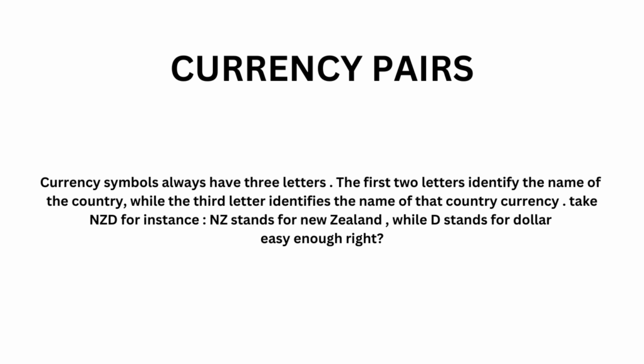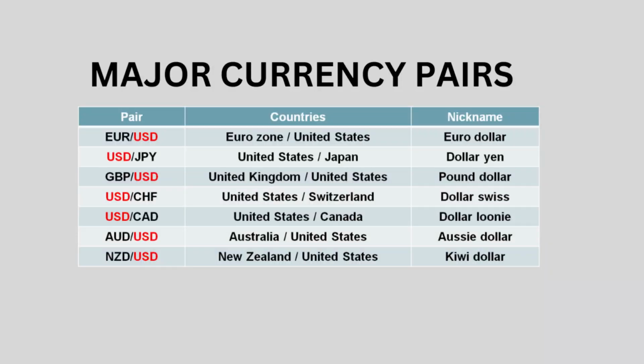Currency pairs. Currency symbols always have three letters. The first two letters identify the name of the country, while the third letter identifies the name of the country's currency. Take NZD for instance, where NZ stands for New Zealand, while D stands for dollar. Easy enough, right? Here are the major currency pairs in the forex market.